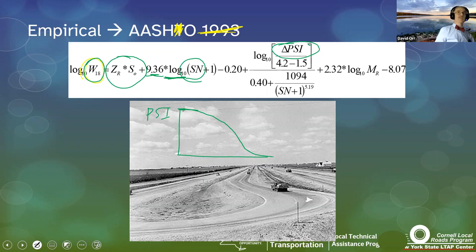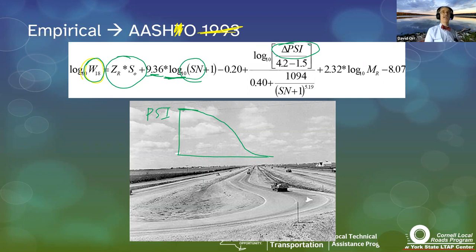How much present serviceability are you willing to give up? Do you want to go to 0? I hope not. So we'd have to pick a number. And it's the delta, the difference between the two, that we debate. Okay. So for a state road, maybe you only want that to be about 2.5 or even 2. For a low volume road, maybe you could live with that delta number being as high as 3.